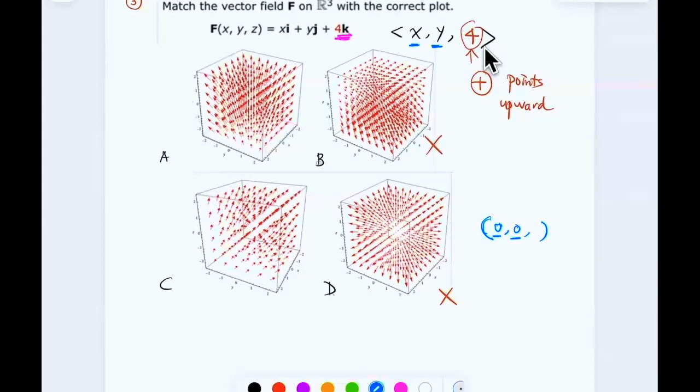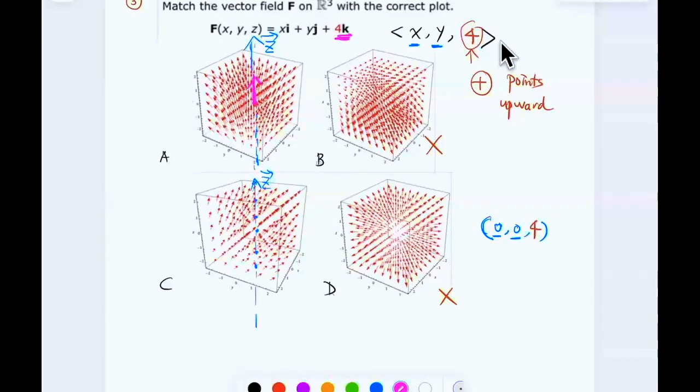So when x and y equal 0, that will be all those points, this point right here, or right here. Think about that: x and y equal 0, or along the z-axis. Along the z-axis, the vector is going to be 0, 0, 4. So it's going to point upward 4 units. So it's going to go upward 4 units.